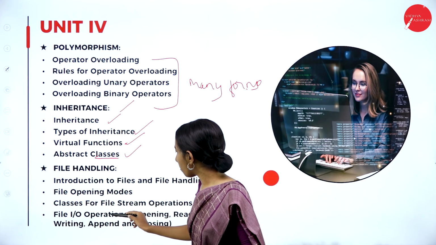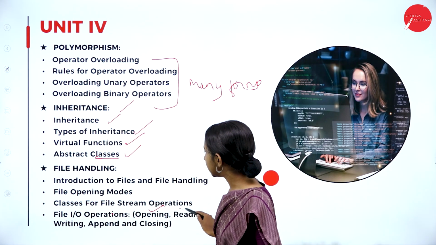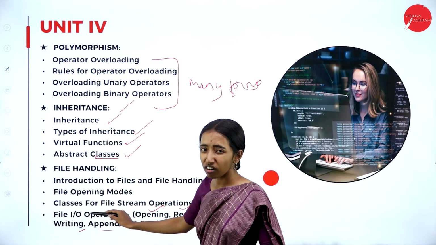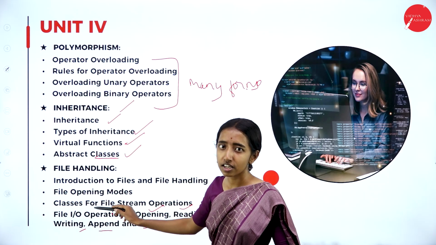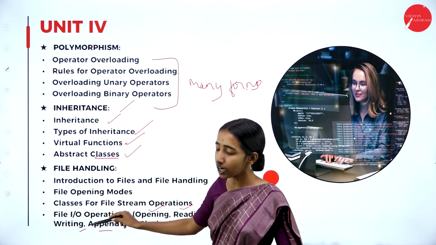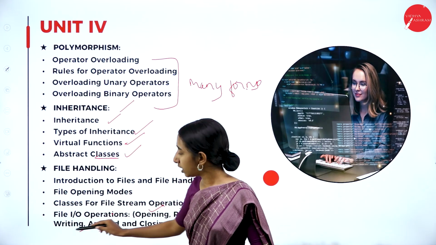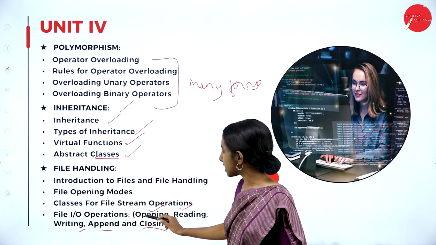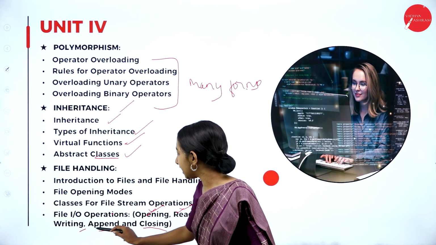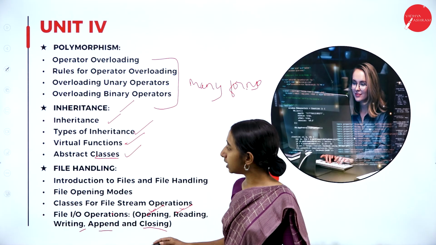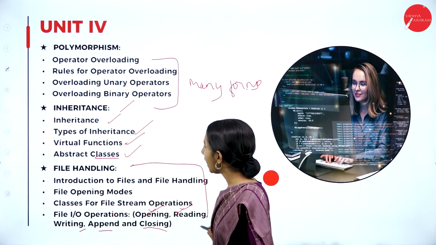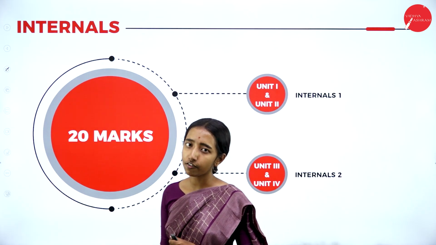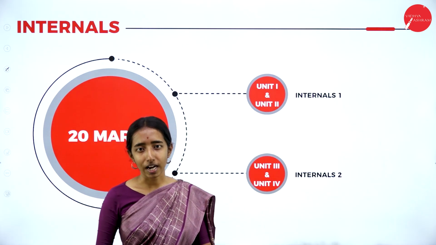File IO operations. That is the opening, reading, writing, append and closing. So, what are all the basic file operations that we do to a file? Basic file operations that we do. That is opening, reading, writing, append and closing. We learn these things in file handling. This is about the syllabus that is given by the University of Mysuru.